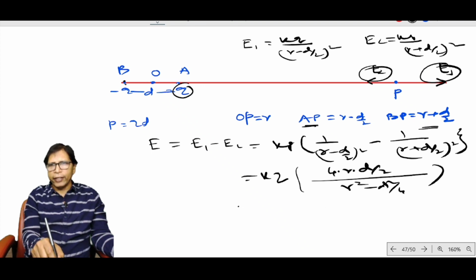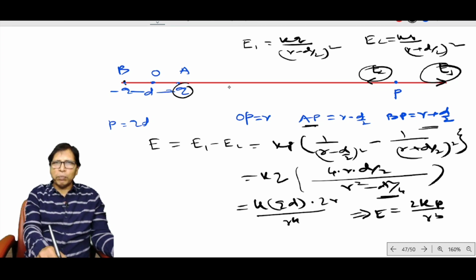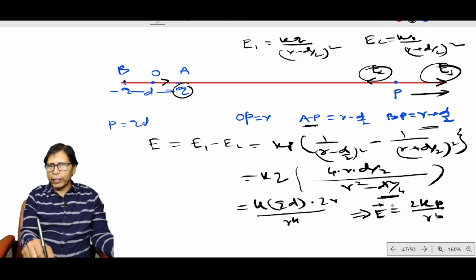Look at this. This is K into Q into D. QD is the P, and this is the 2R. If D is very, very small in comparison to R, then this is R to the power 4. So the electric field E is equal to 2KP by R cubed. The P vector is directed along this direction, and the electric field vector is also directed along this direction. So the E vector is equal to the dipole moment vector.